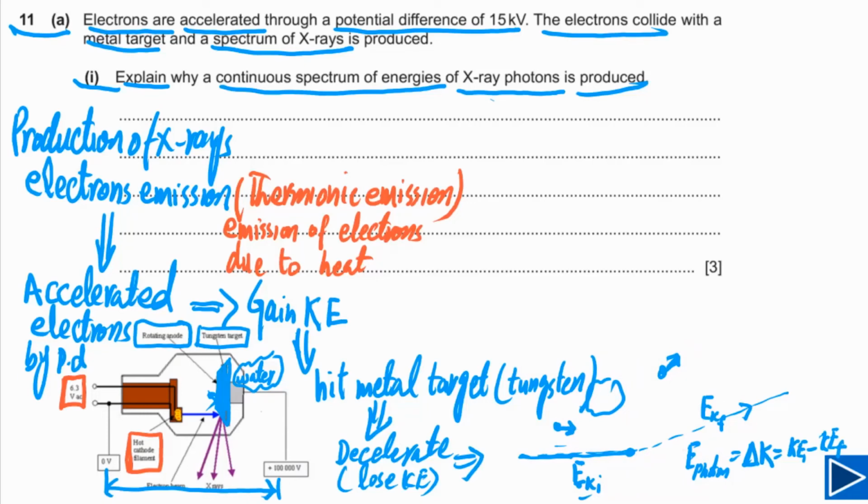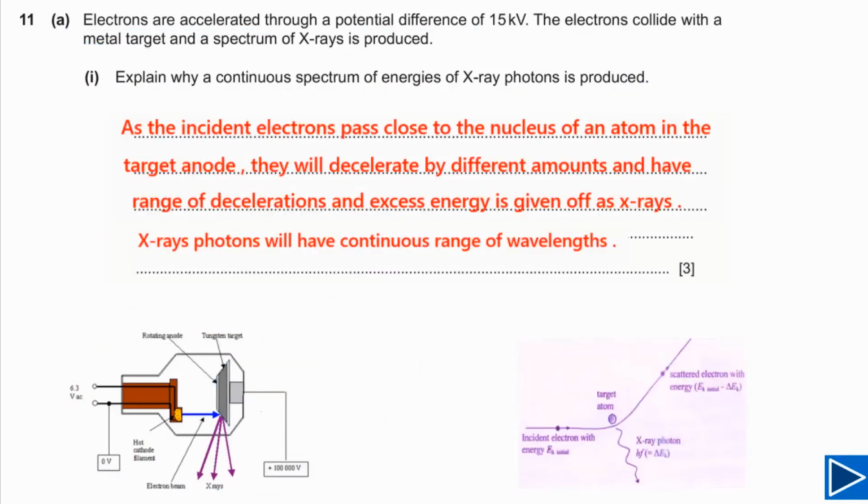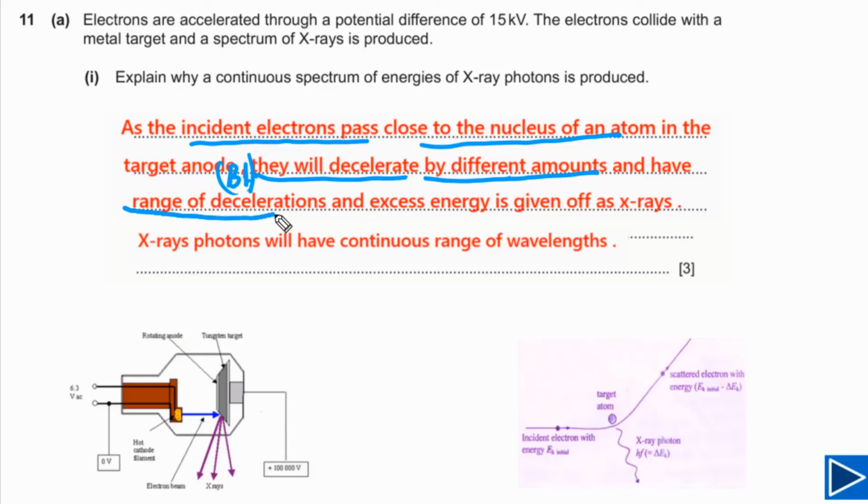Now let me show you how you can write down a proper answer. In your answer, you have to mention that as the incident electrons pass close to the nucleus of an atom, electrons will decelerate. If you write that the electrons will decelerate, you will get 1 mark, and this is a B mark. And they decelerate by different amounts, so they have a range of deceleration. So you will get the second B mark.